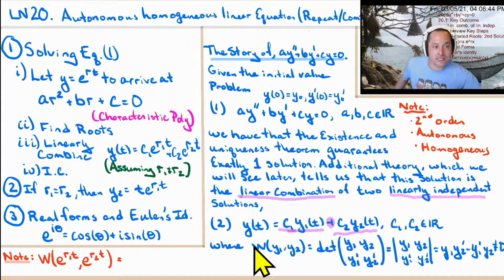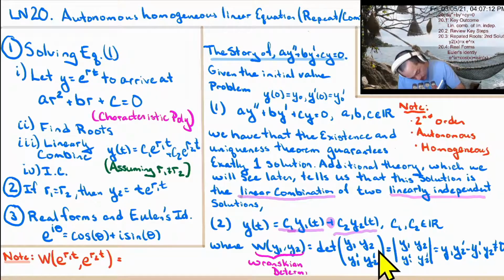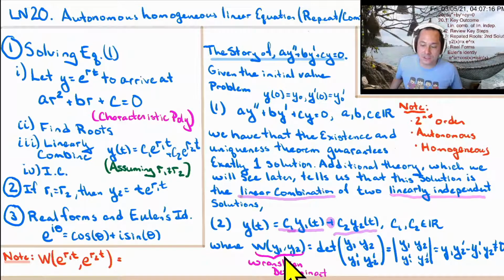What is a linearly independent set? Well, one way to think about it with two functions is, can I multiply y1 by some number and get y2? That would indicate a redundancy. But the more general apparatus here is what's called the Wronskian determinant. Okay? The Wronskian determinant works in the following way.